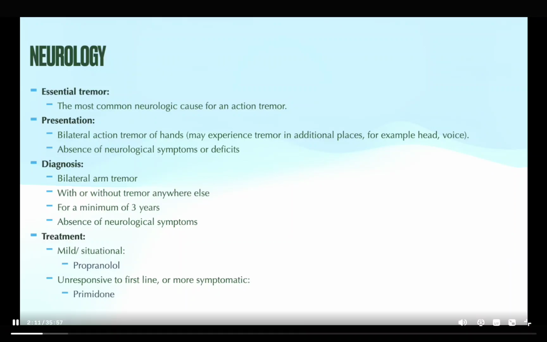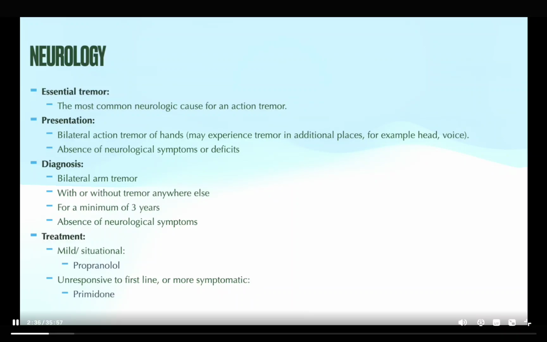Basic lab work should be done, of course, to rule out any electrolyte imbalances, so specifically hypocalcemia. We know that low calcium levels can cause muscle spasms, and we want to rule this out. Also, thyroid function. We also know that hyperthyroidism can cause a side effect of tremor, and so we want to make sure that that is not what's going on with the patient as well.